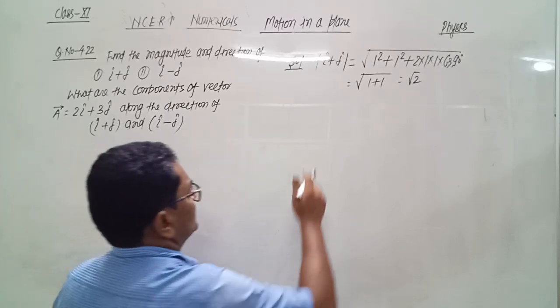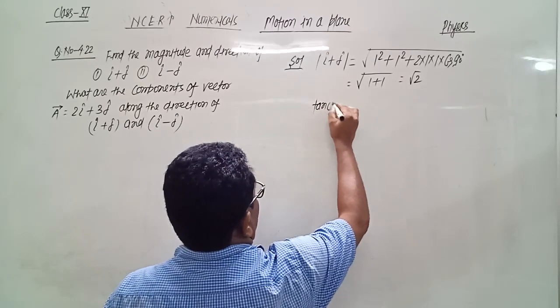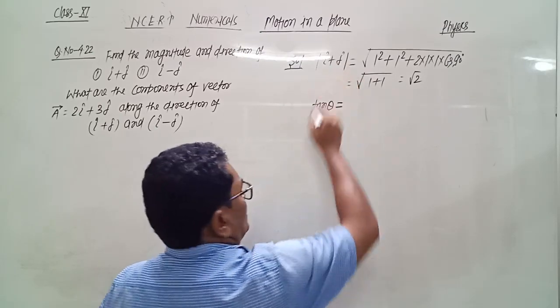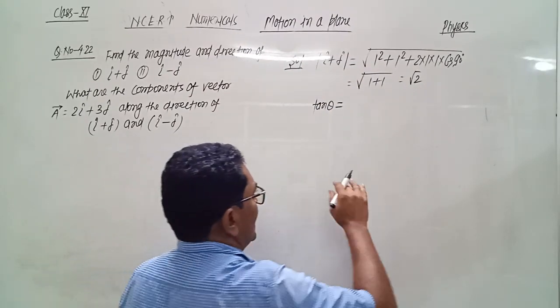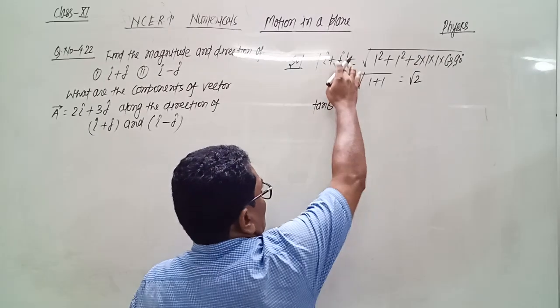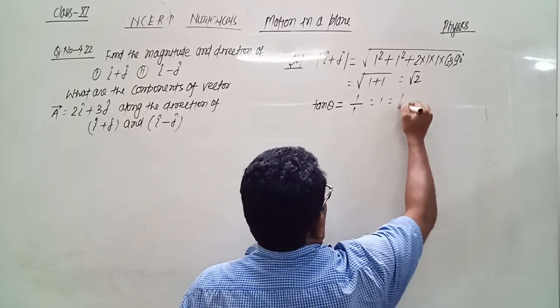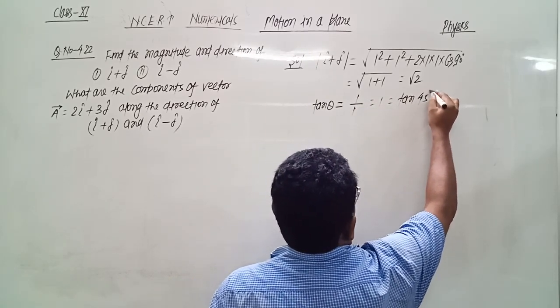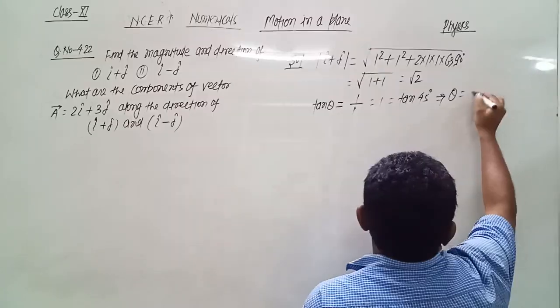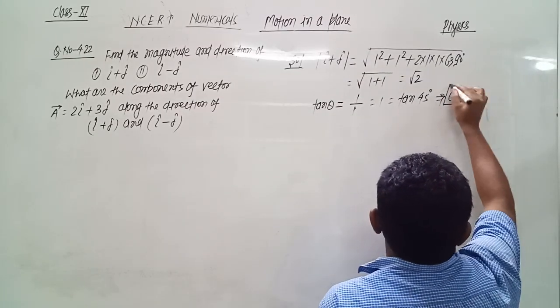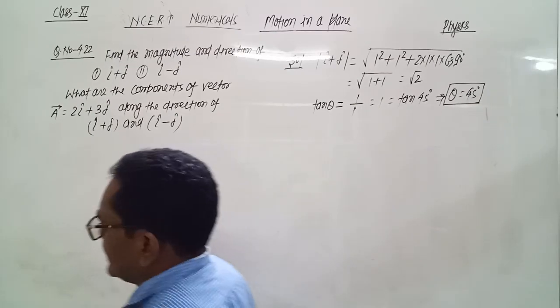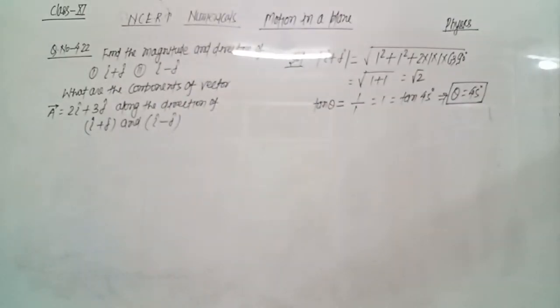Then for finding the direction, we use the formula tan theta equals y by x. So y means coefficient of j is 1, coefficient of i is 1, which is 1, can be written as tan 45 degree, and the angle theta equals 45 degree. So the magnitude and direction of the vector i cap plus j cap: the magnitude is root 2 and the direction is theta equals 45 degree.